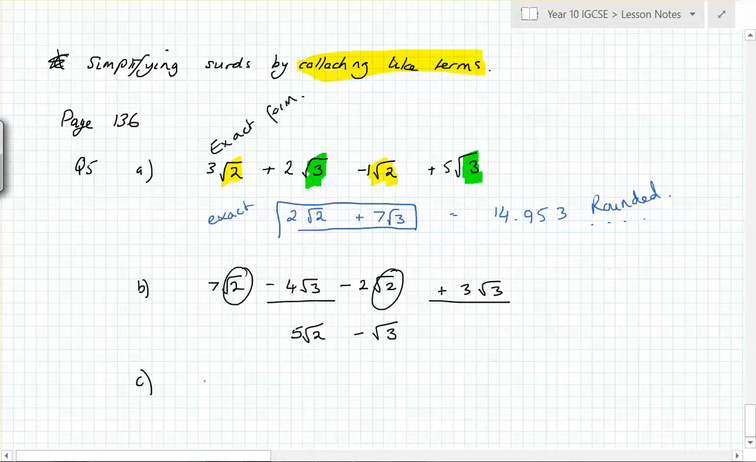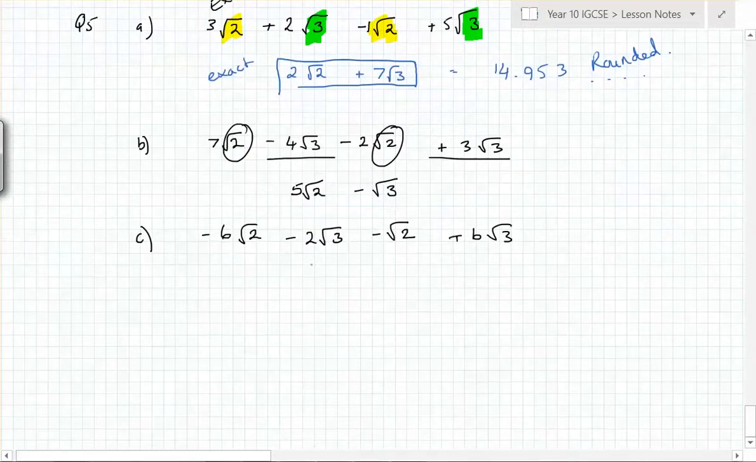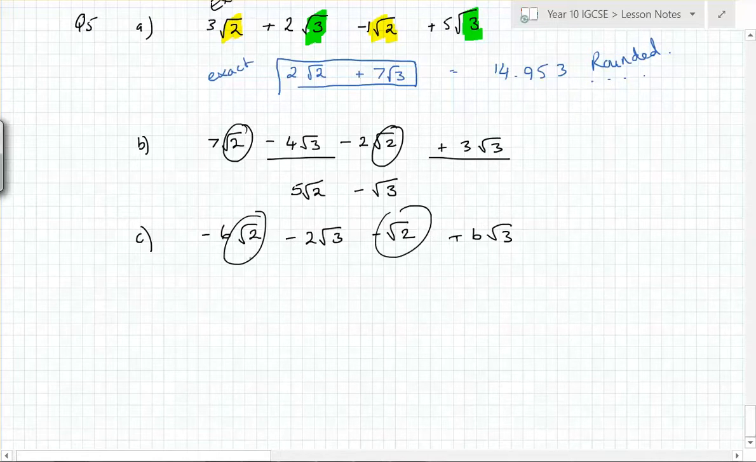Right, what about minus 6 root 2 minus 2 root 3 minus root 2 plus 6 root 3? What do we have there? Minus 6 root 2 minus root 2 makes minus 7 root 2. And then we've got minus 2 root 3 plus 6 root 3, which is plus 4 root 3. Good.